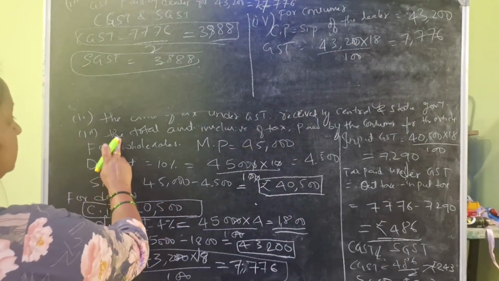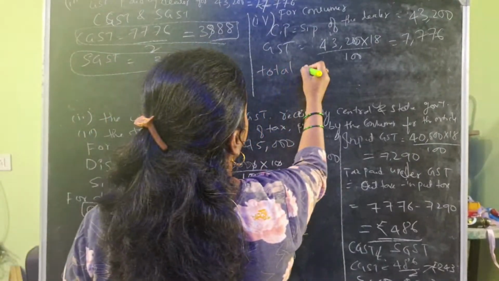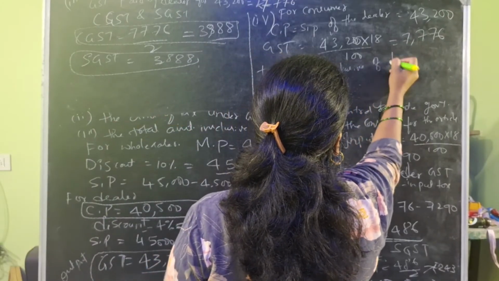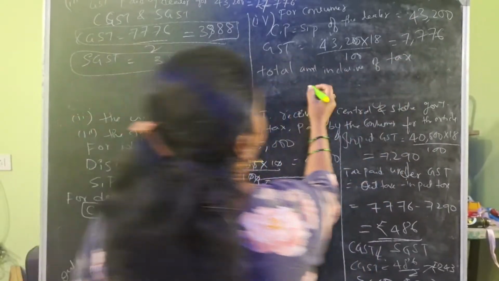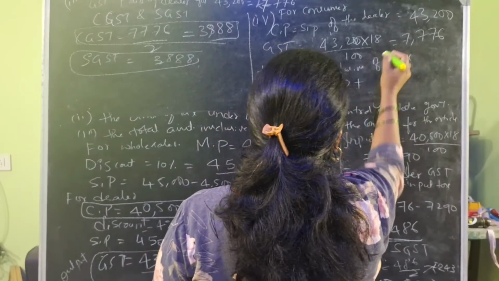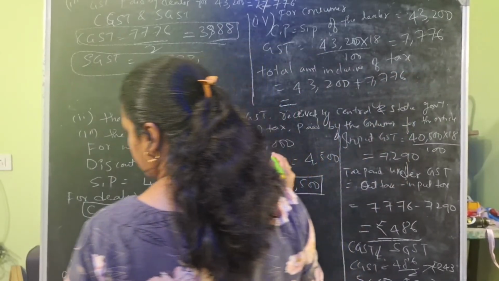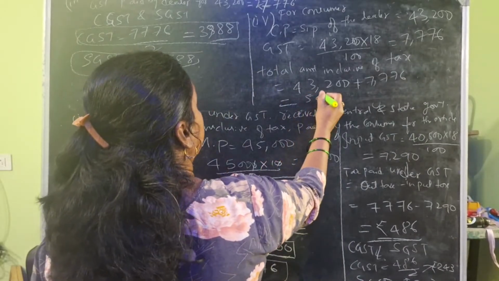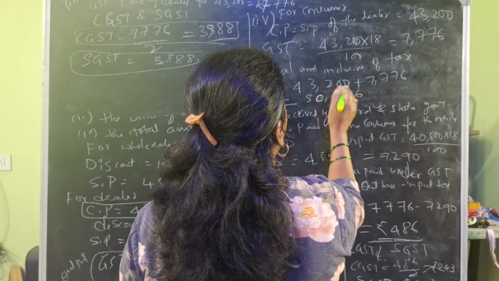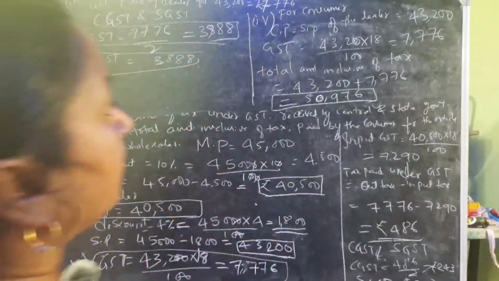And the question is the total amount inclusive of tax. We have to find the total amount including tax, which is equal to 43,200 plus GST, that is 7,776, which is equal to 50,976. 50,976 is the total amount inclusive of GST.